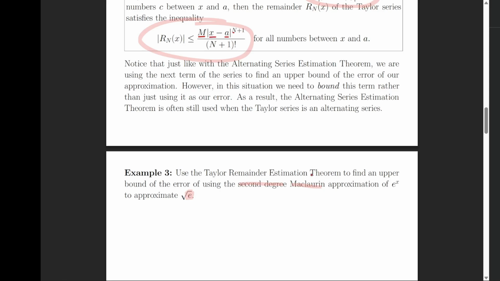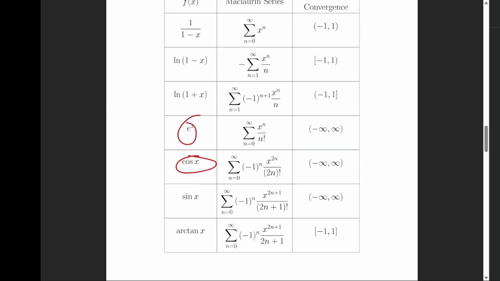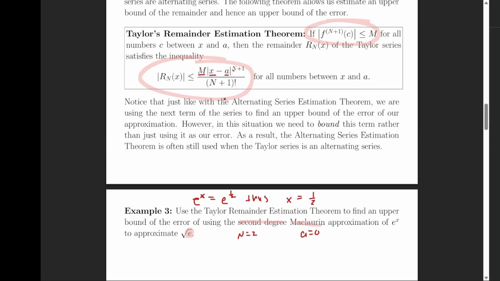So what does this mean? Well, Maclaurin means a equals 0, right? Degree is going to mean n equals 2, and in this case we have e to the x, but we don't have the square root of e, right? But this can also be rewritten like that, the square root of e. So if we compare it, it's already in the e format, so thus x is equal to 1/2. So checking off the boxes, we have n, we have a, we have x, but we do not have m.